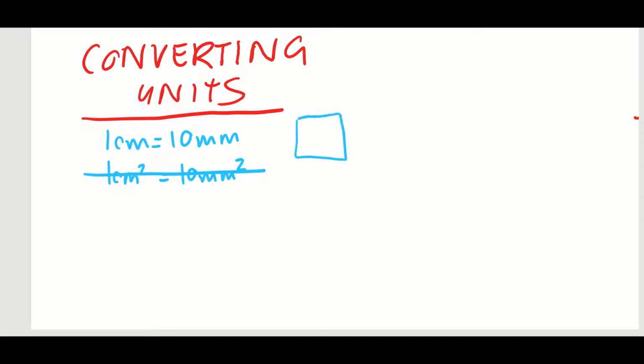If I had a 1 centimeter by 1 centimeter square, that is the same thing as 10 millimeters by 10 millimeters. So if I found the area of this square in centimeters, I would say that the area equals 1 centimeter squared. But if I found the area of this square in millimeters, then it would be 100 millimeters squared.